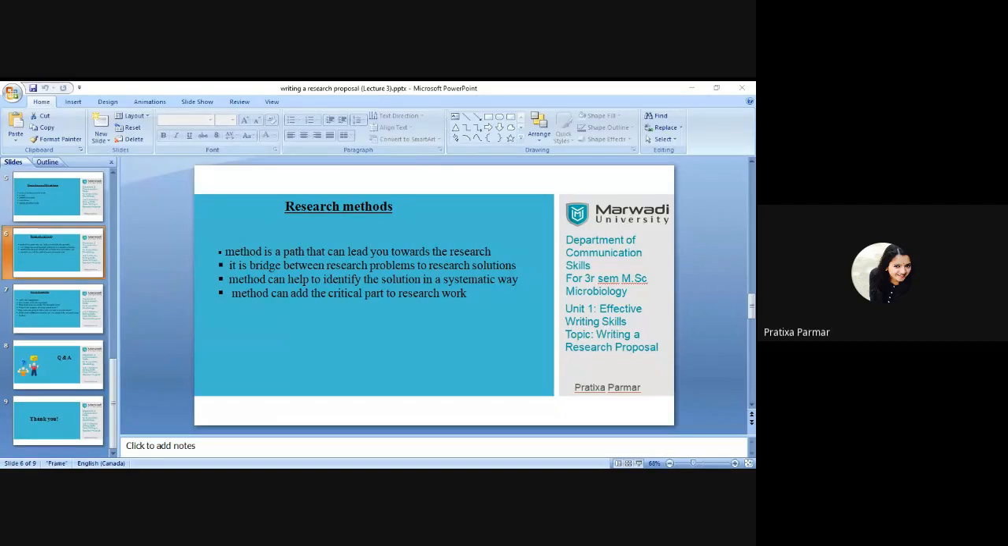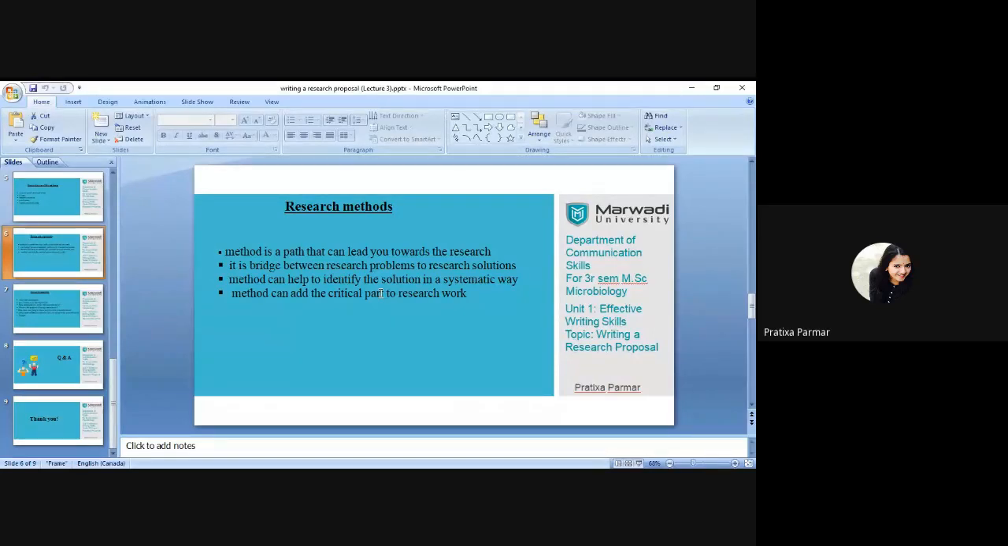The next important thing is methods. Method is a kind of bridge between your research question and the research answer. It is a kind of way that helps you achieve the target and come up with the appropriate solution for your research query. So let's look at that topic. The most important thing about writing a research proposal is that you should know what the research method is, what the types of research method are, and which kinds of research methods are useful for your research. Again, this research method has a very deep connection with the research design.